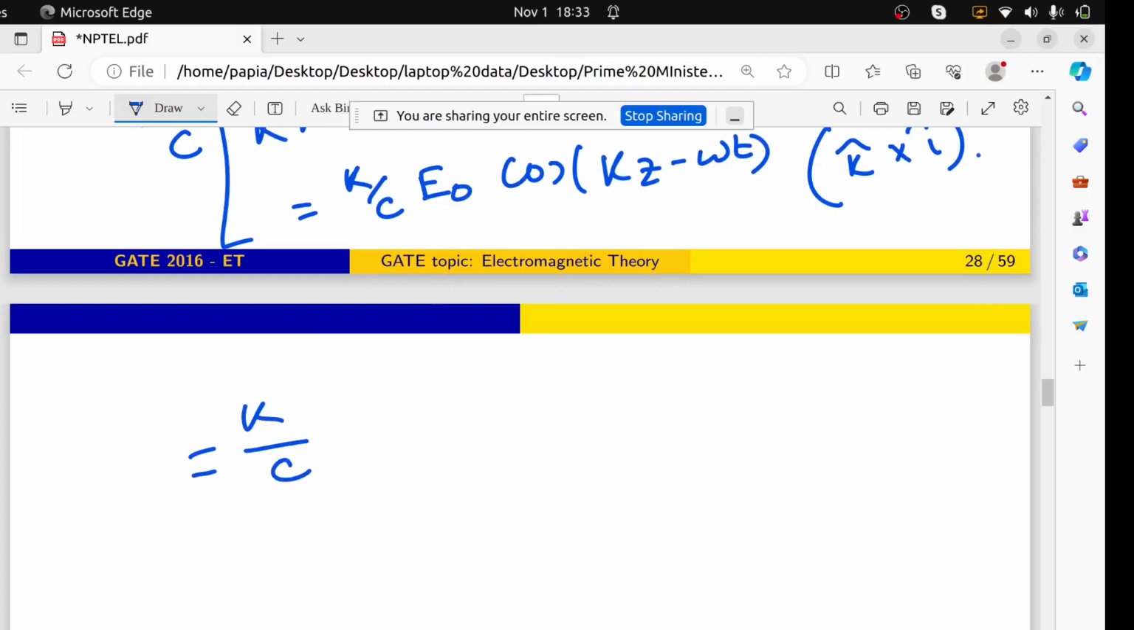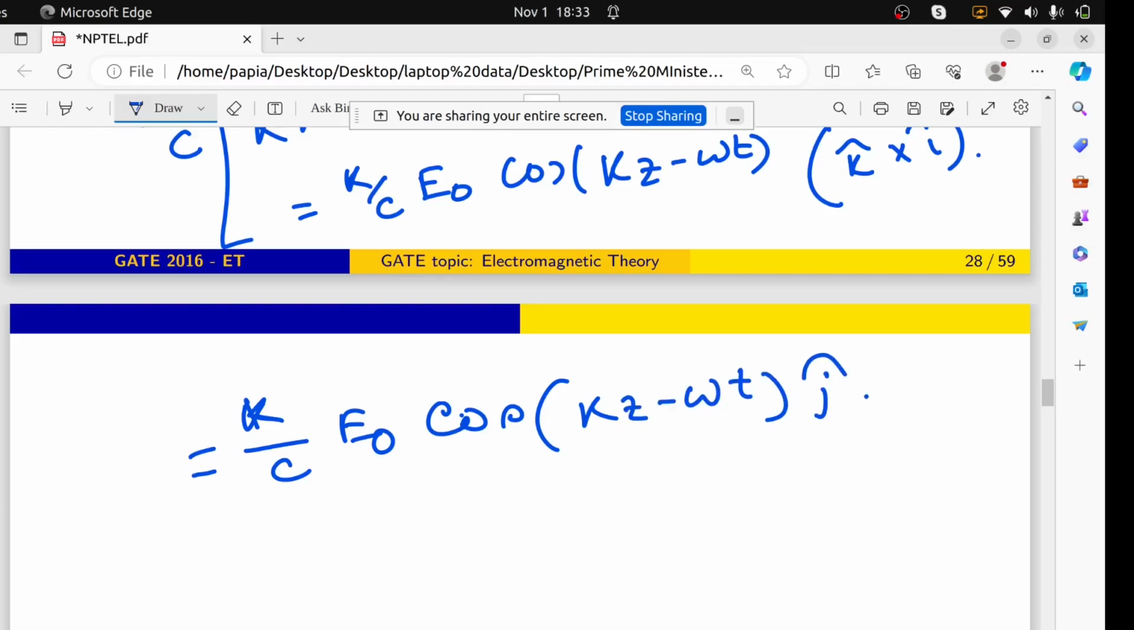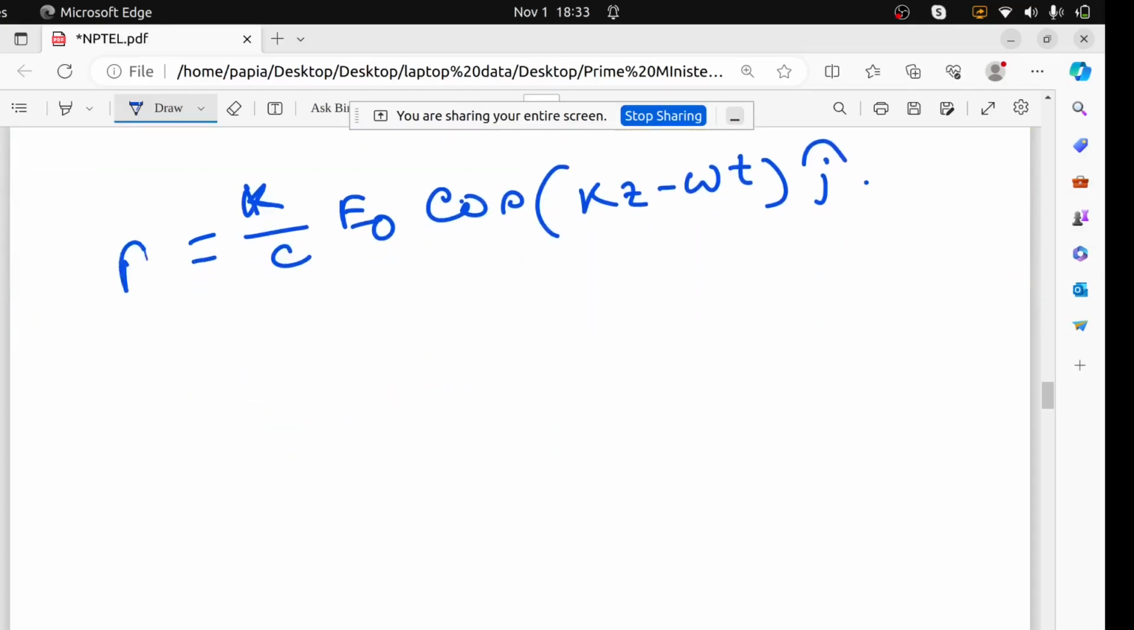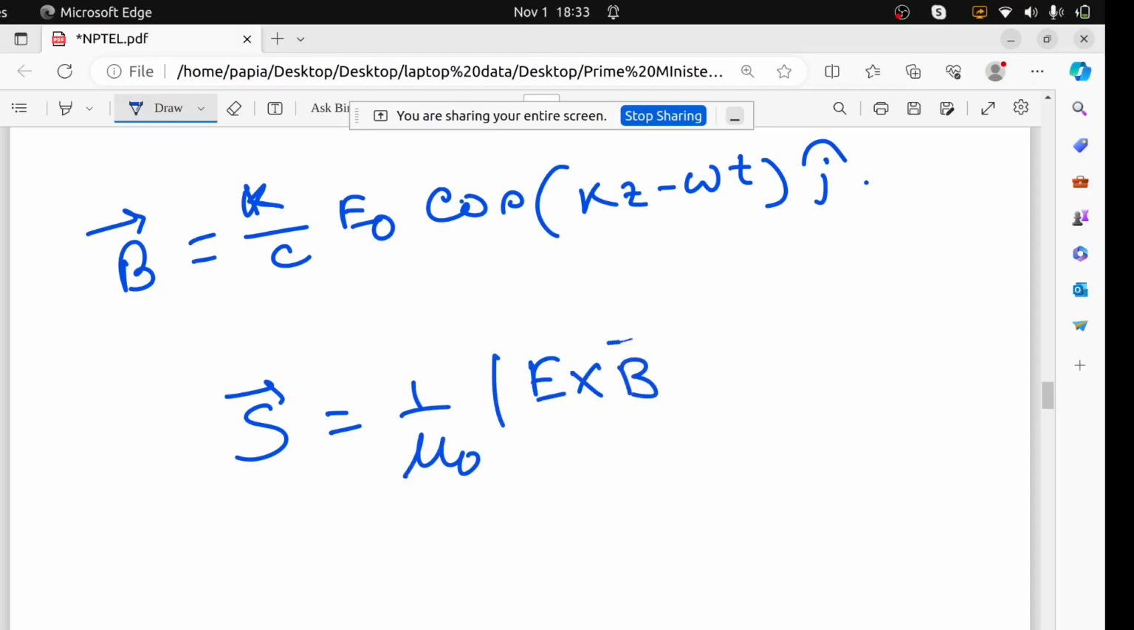So that means I am writing here k by c E0 cos(kz minus omega t), and it is j cap. Okay, fine. So we got the B vector also. Now if I got the B vector, then what is the Poynting vector here? We told you that it is 1 by mu naught E cross B. So now we already got the E and we already got the B.